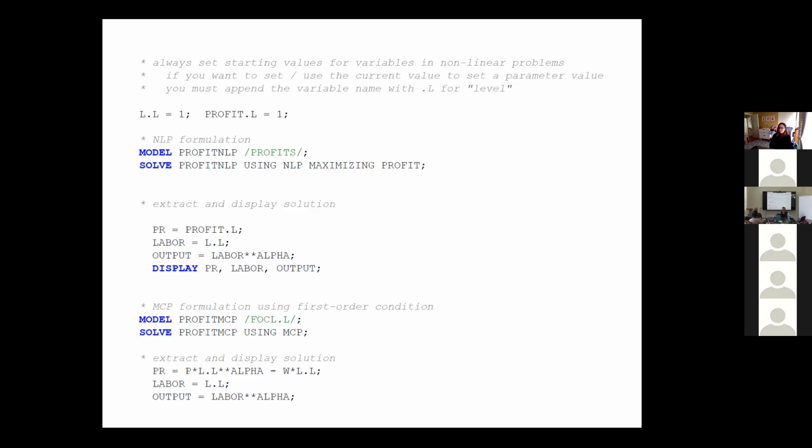So I call this profit MCP. There's only one equation, but in an MCP it's this inequality formulation from the KKT condition. So you have to say which inequality is associated with which variable. Here, there's only one of each, but you've got to have it in there. So you say dot L, which is a variable. I'm sorry, that's confused with level. It's not the best notation. So here the dot L is not level, it's labor. It's equation dot variable, and you have a variable called L. Sorry about this, it was not the best choice.